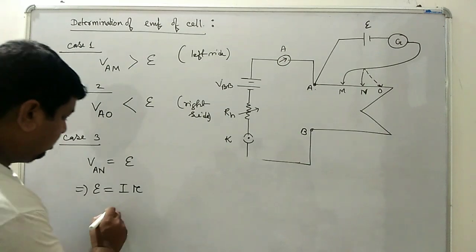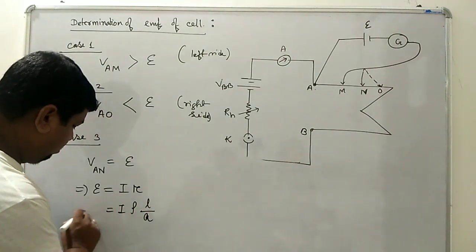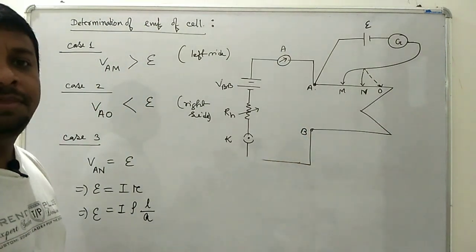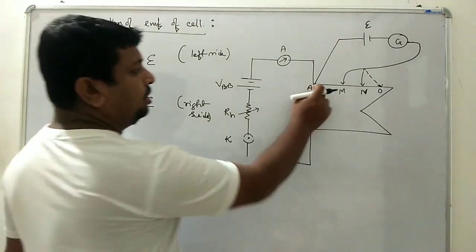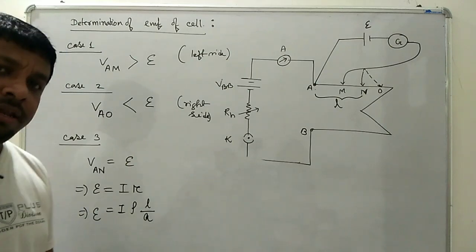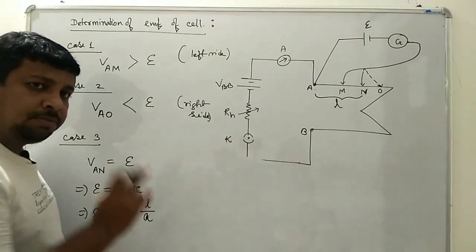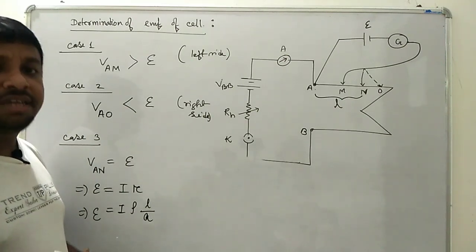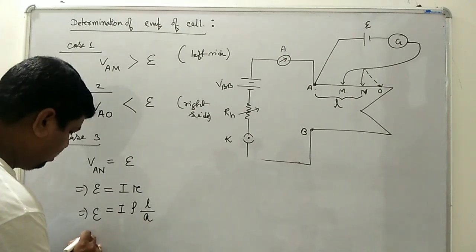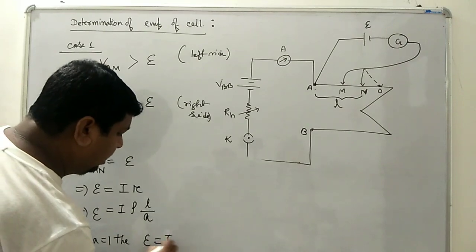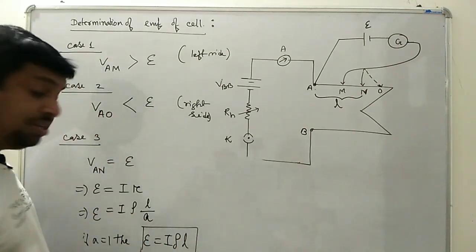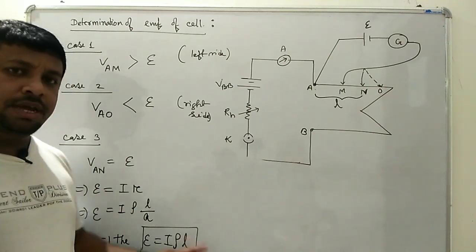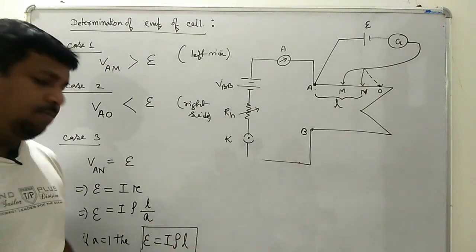So R means rho into L by A. Here, L is the length of the conductor from A to N. The point N is situated at a distance small l from the point A. That means from this to this the length is l. But at first we said we consider the cross-sectional area of the potentiometer wire to be unit, therefore A equal to 1. If A equal to 1, then E equal to I rho L. So this is the formula to determine the EMF of a cell, I rho L. So this is the method of determination of the EMF of a cell.